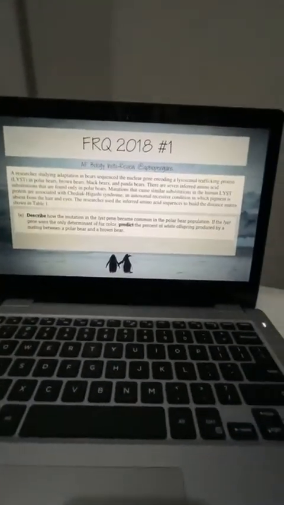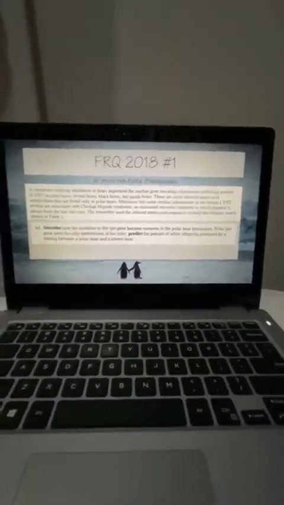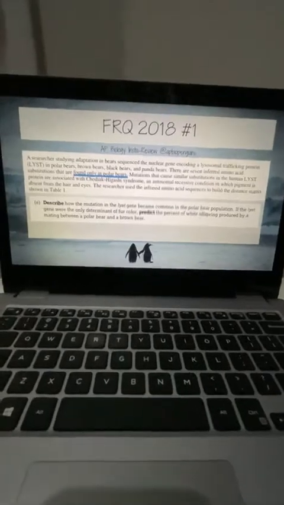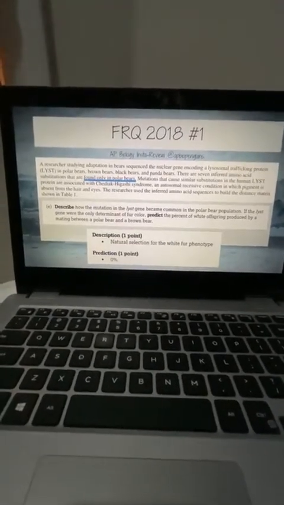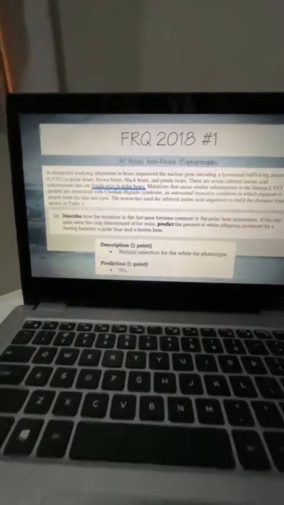So the second part of the question says to predict the percent of white offspring produced by the mating between a polar bear and a brown bear. Well, it's only found in polar bears. And so we're looking at a homozygous recessive with a homozygous dominant, which will give you 100% heterozygous, which will not be white. So you would expect there to be 0% that are white.